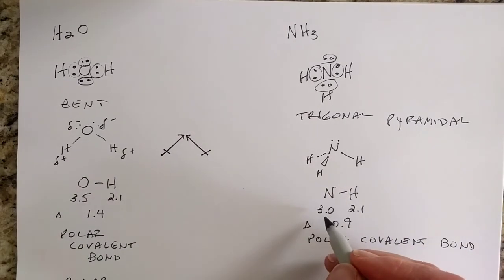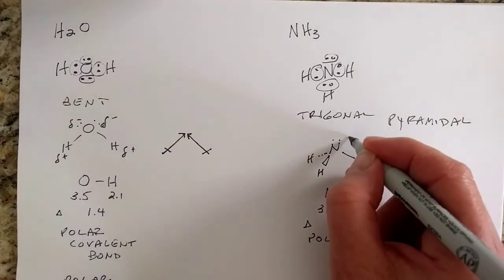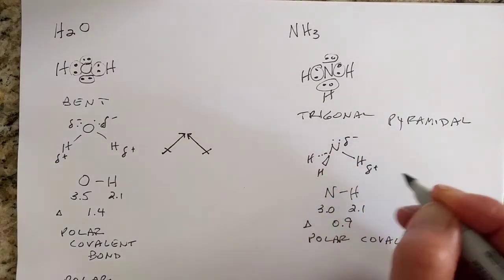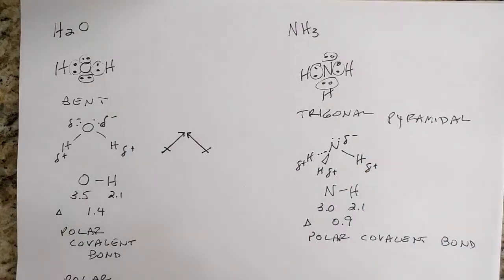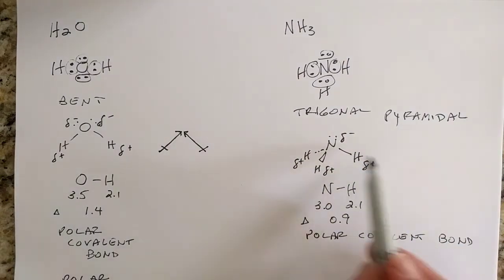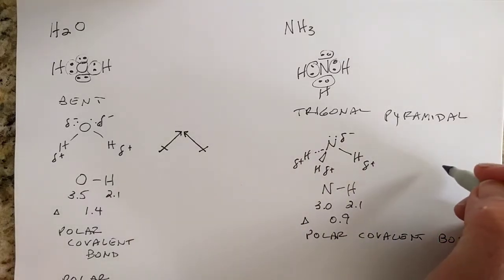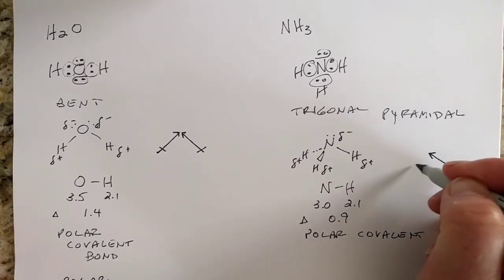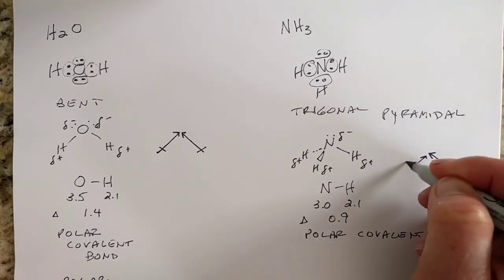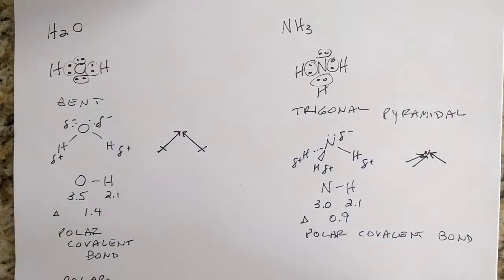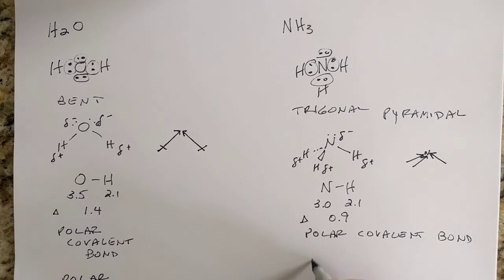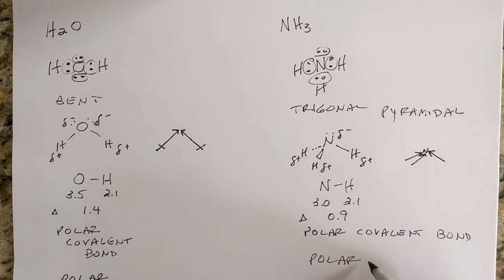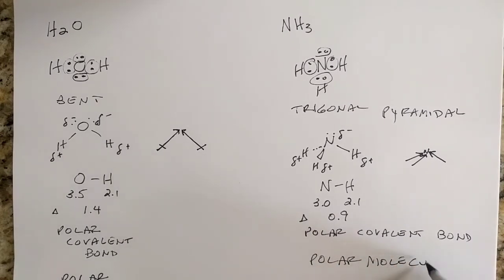Nitrogen, being more electronegative, gets the delta minus. Delta minus here, delta plus at the hydrogen. Delta minus, delta plus, delta minus, delta plus. So our pluses are all below the nitrogen. So our dipoles are all pointing up towards that nitrogen. So they do not cancel out, they're pulling up. So we also have a polar molecule.